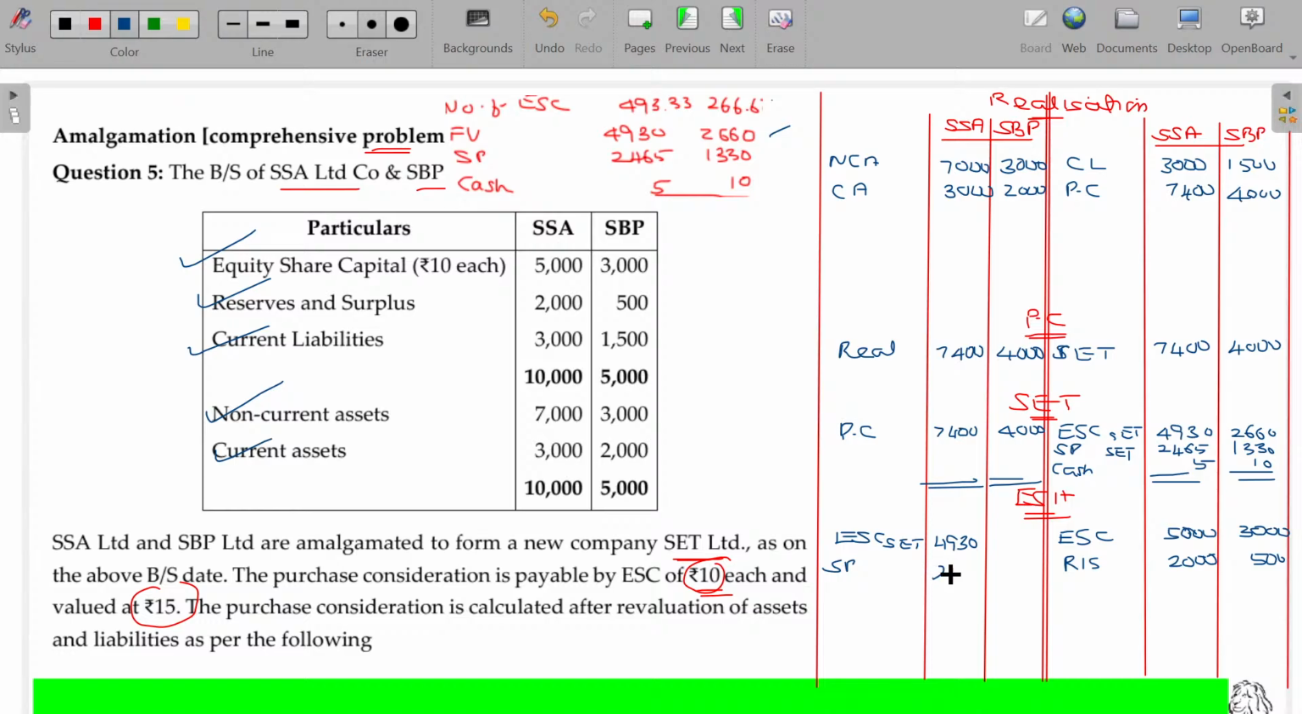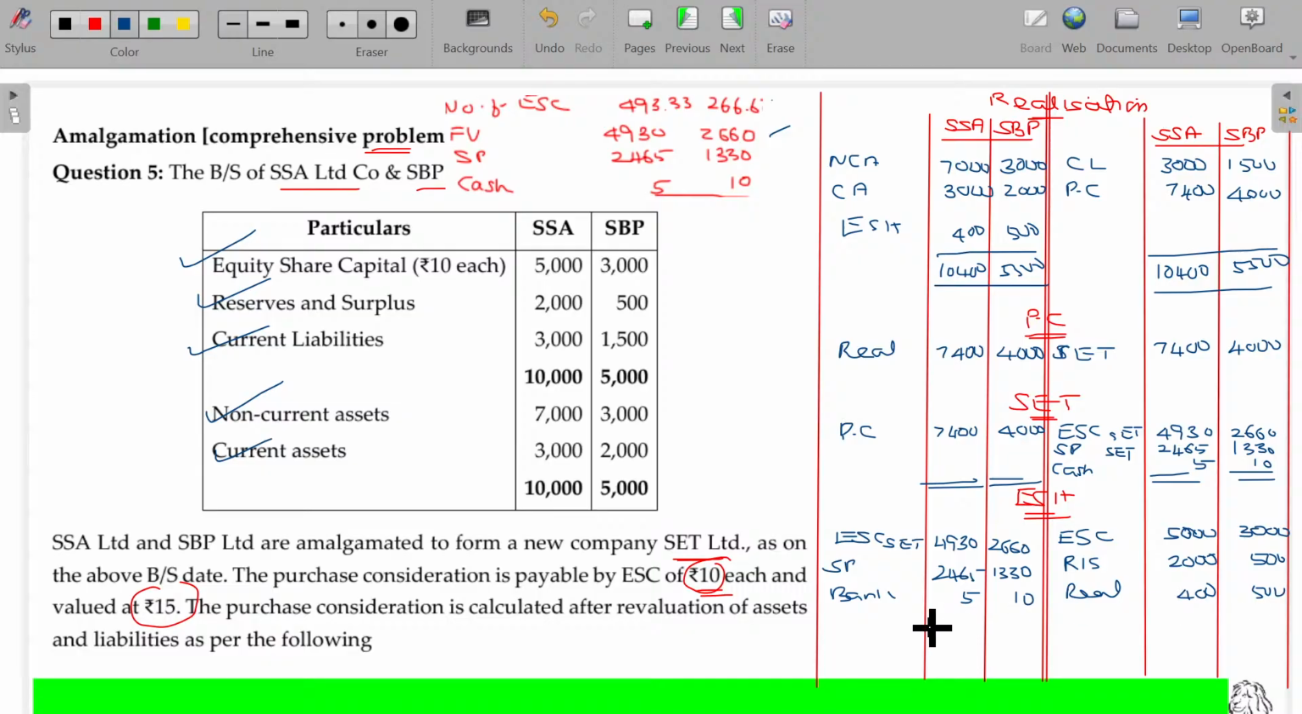Securities premium 2,465. Cash or bank 5. 2,660. 1,330 and 10. Close the realization account to find out whether there is any profit or loss on realization. In case of SSA, we gain 400 rupees. For SBB, also we gain 500 rupees. That will be transferable to the equity shareholders account. Here, realization 400 and 500. Finally, if you tally this, it will be automatically tallied.